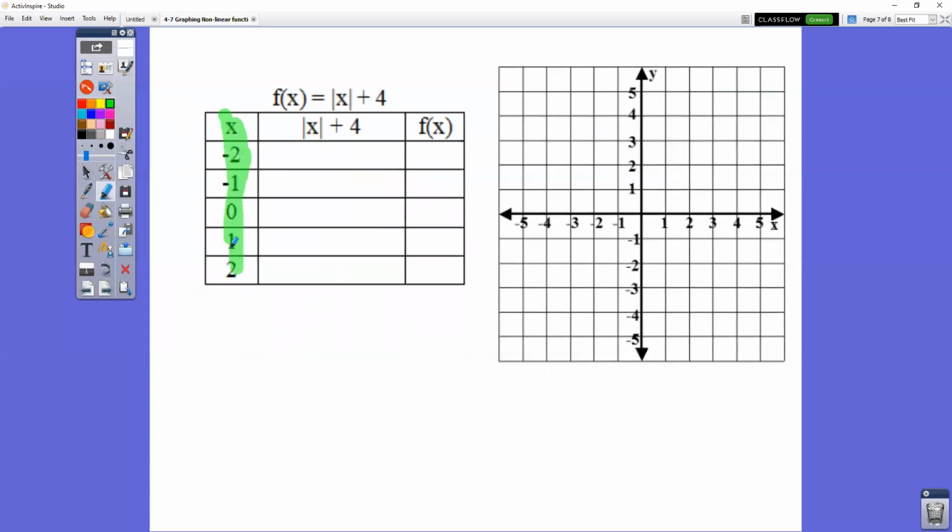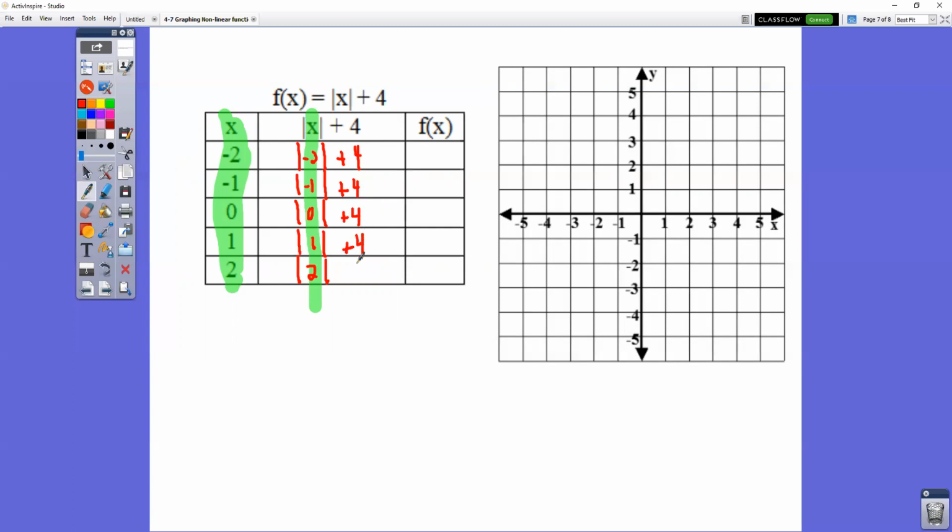Take your x values and sub them in for x. So instead of the absolute value of x, we have the absolute value of -2, the absolute value of -1, the absolute value of 0, the absolute value of 1, and the absolute value of 2. Don't forget your plus 4 in our equation.